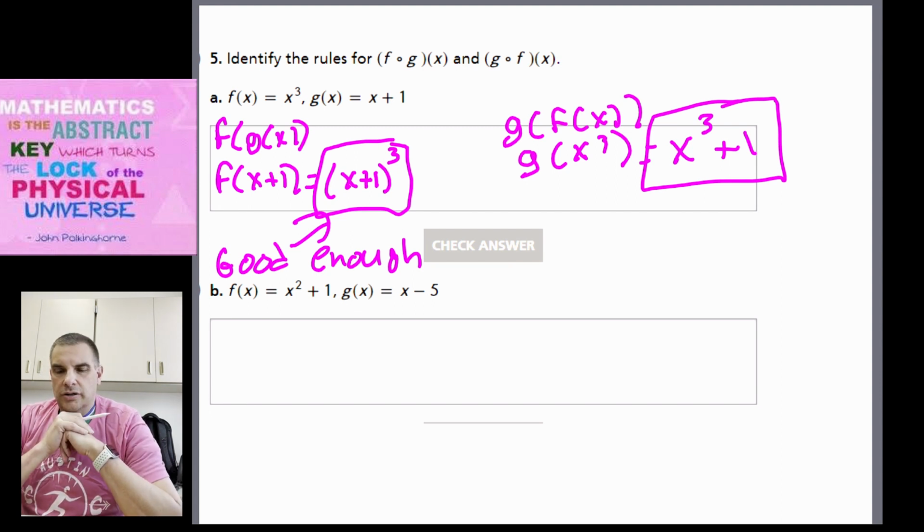Okay, so those are your two solutions. You get x plus 1 cubed, and that's good enough. Don't break that out. And then the other one, you get x cubed plus 1 for your solutions for that one.